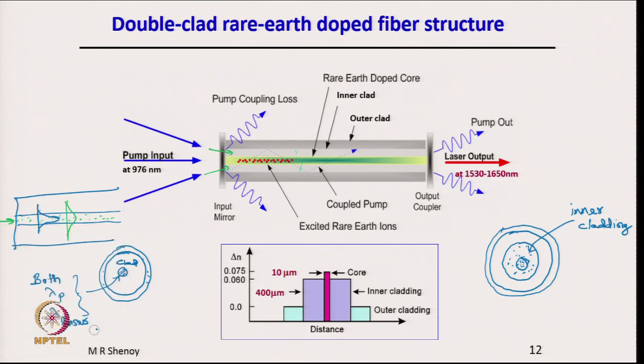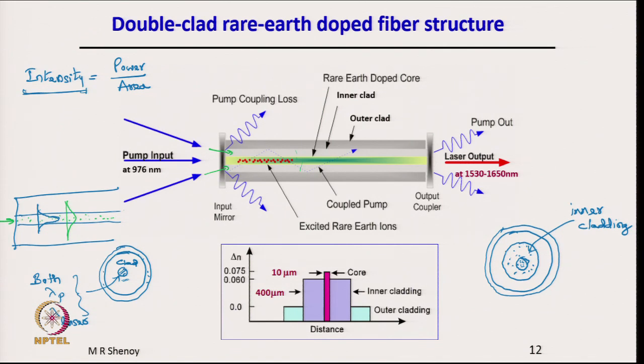Please see what is the purpose of doing this. Intensity equals power per unit area, here the area of cross section. If we launch a high power pump into a small core, then the intensity would become very high, and therefore high intensity leads to nonlinear optical effects.